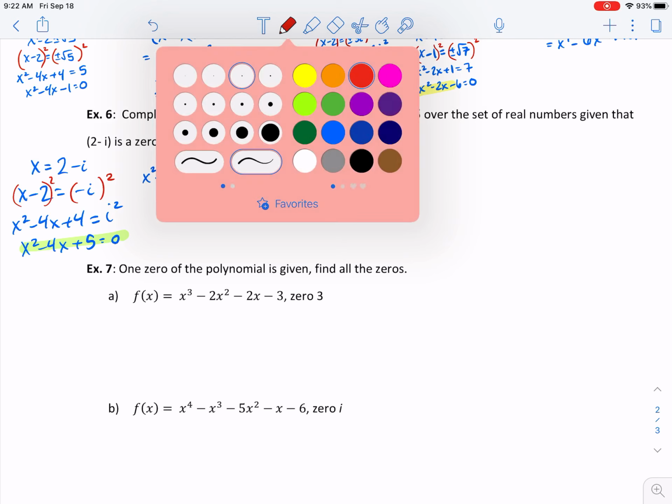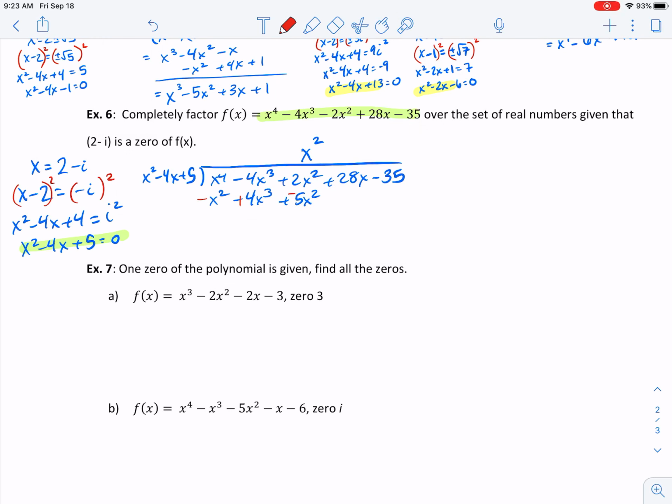Come along, change my signs. That's gone. Oh, that's nice. That's gone too. And so now I have 3x squared, I lied, a negative 3x squared, plus 28x. Did I copy something down wrong?